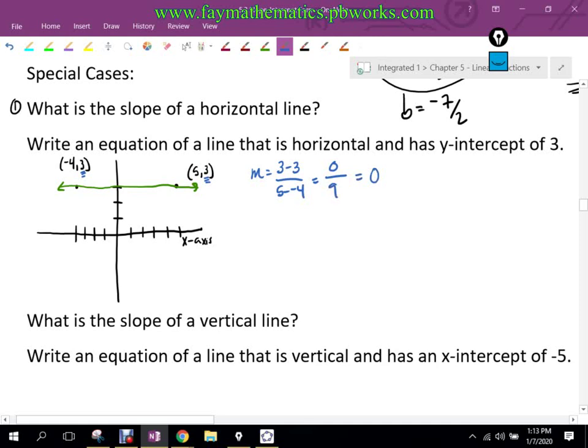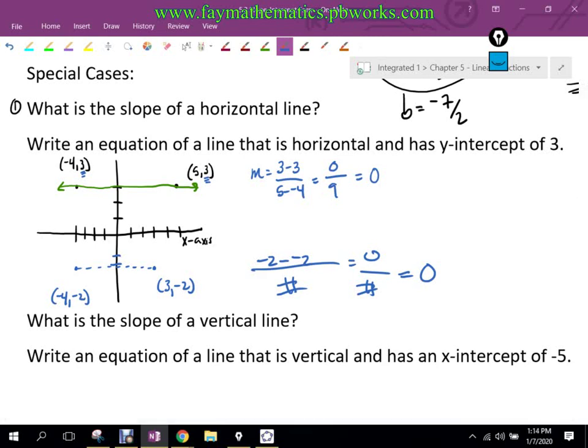Now I'm going to ask you a question. Is that always the case? No matter where my green line is, let's say my green line is down here at like 3, negative 2, and this point over here is maybe negative 4, negative 2. If I look there, what do you get when you subtract the y's? What's negative 2 minus negative 2? That's 0 again, right? I don't even care what the denominator is, because 0 divided by any number is 0. We talked about this previously before Christmas, but every time you have a horizontal line, the slope of it is 0.